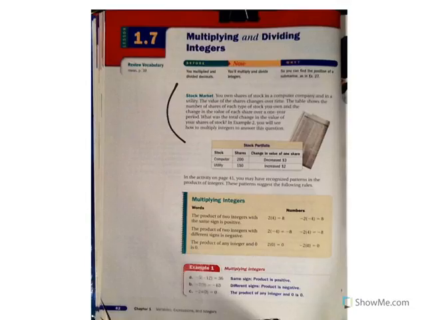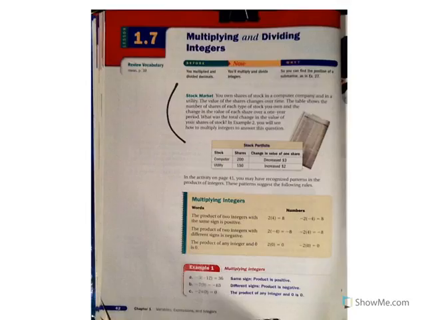It says here, stock market: you own shares of stock in a computer company and in a utility. The value of the shares changes over time. The table shows the number of shares of each type of stock you own and the change in the value of each share over a 1-year period. What was the total change in the value of your shares of stock? In example 2, you will see how to multiply integers to answer this question. So we'll get to that in a minute.